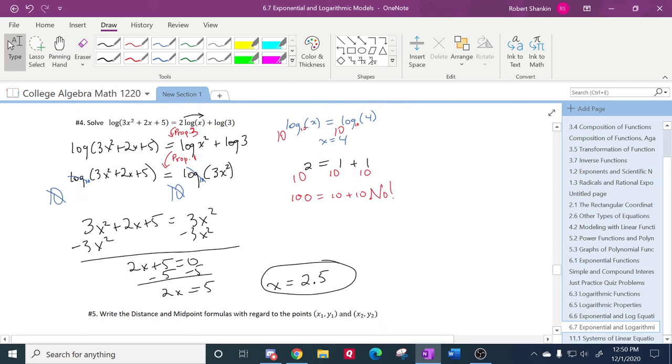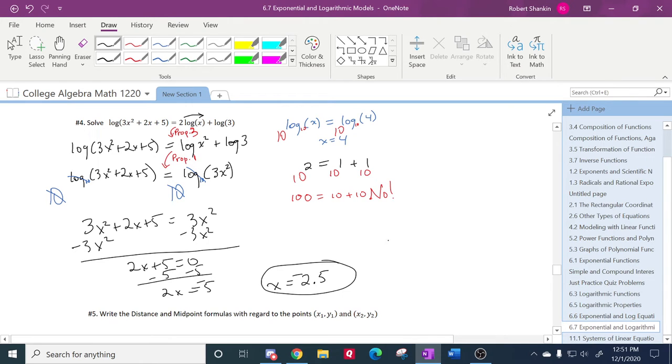So, give me a little feedback on problem number 4. Wait, wouldn't it be negative 2.5 because you subtract 5? Ah, thank you very much. So this negative 2.5. Oh, and then when I plug it in back here to check it, it doesn't work.